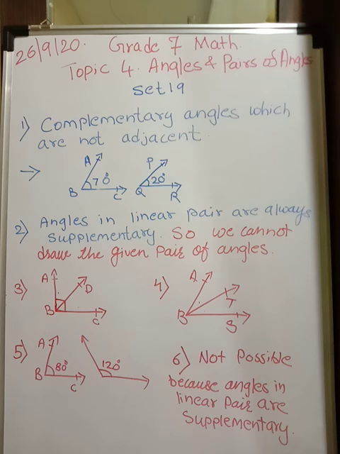Angles in a linear pair which are complementary. Now, angles in linear pair are always supplementary, so it is not possible for us to draw angles in linear pair which are complementary. So I think that's all.